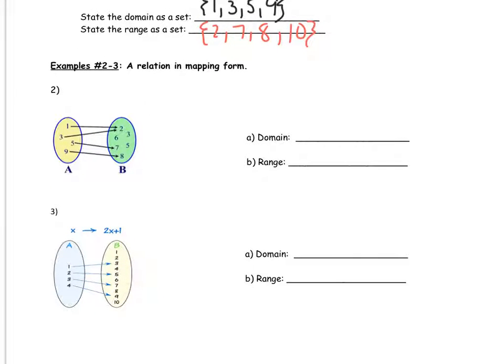What's the domain and what's the range? So my domain, remember, the first bubble is always x, the second bubble is always y. So my domain is going to be 1, 3, 5, and 9. And my range is only the ones that are being hit. So 2, 7, and 8.